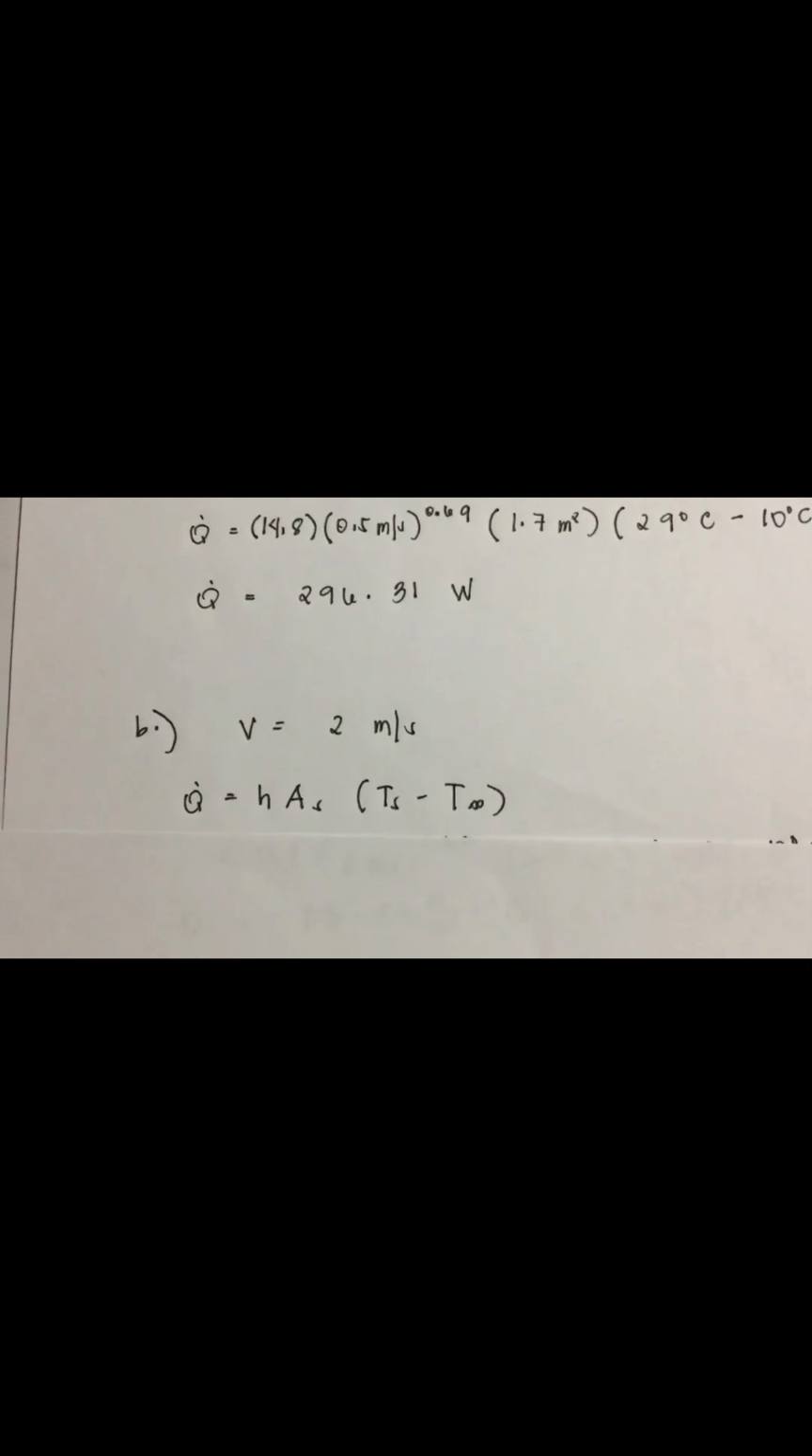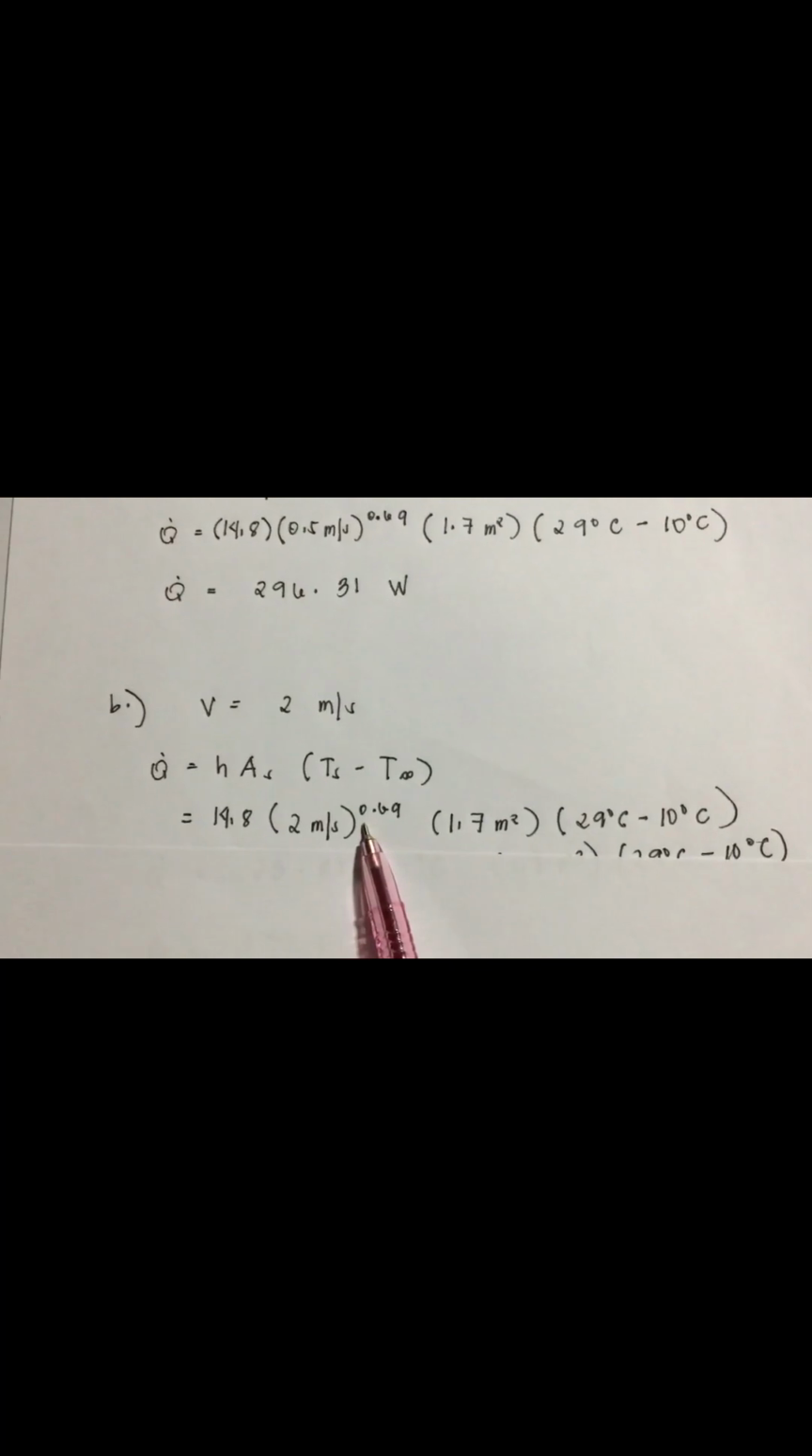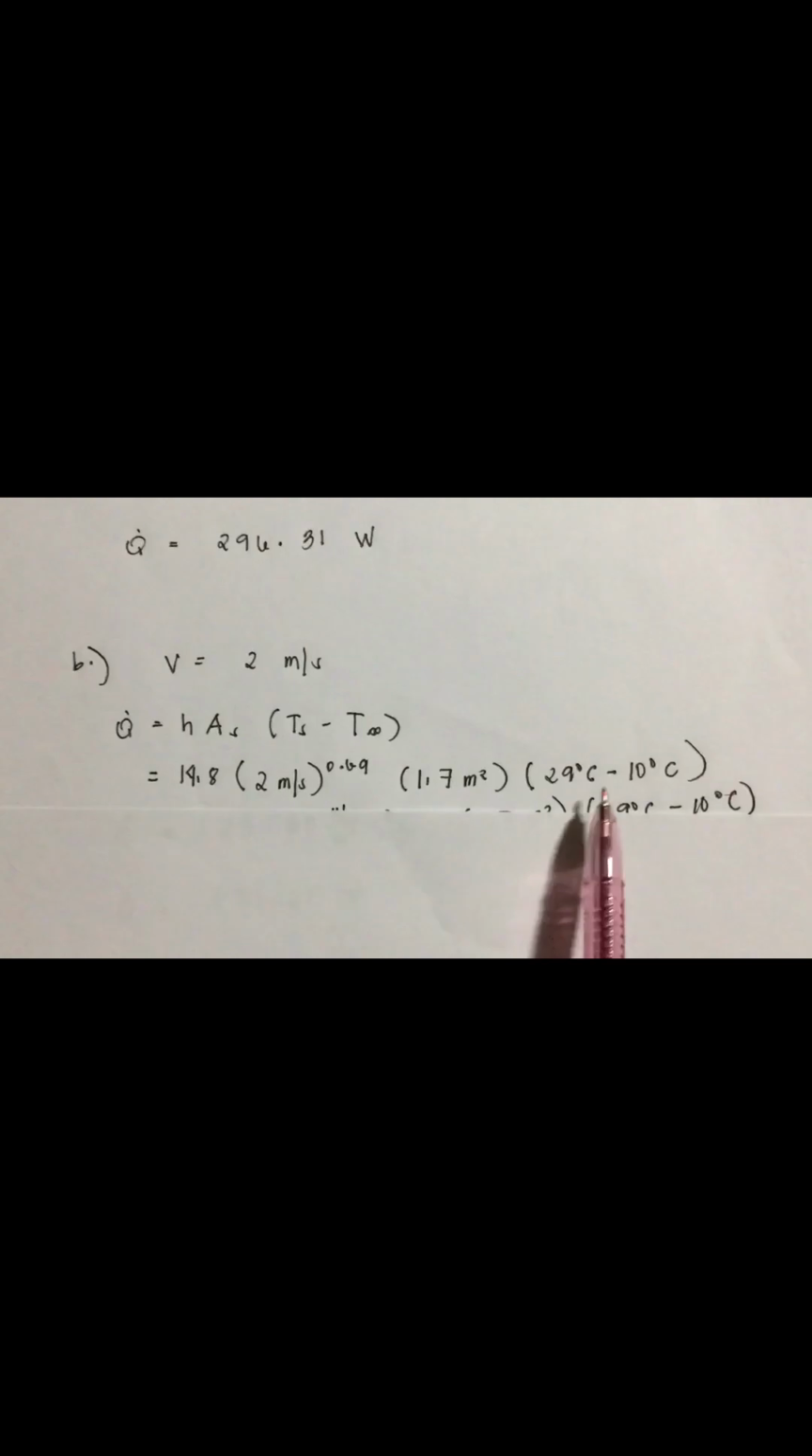For (b), we are given the velocity of 2 meters per second. Just like the other one, we just need to put the values into our equation. So h is 14.8, but the velocity now is 2 meters per second to the 0.69, times the 1.7 meters squared, which is our surface area, times the difference between the surface temperature, 29 degrees Celsius, minus the infinity temperature, which is 10 degrees Celsius.